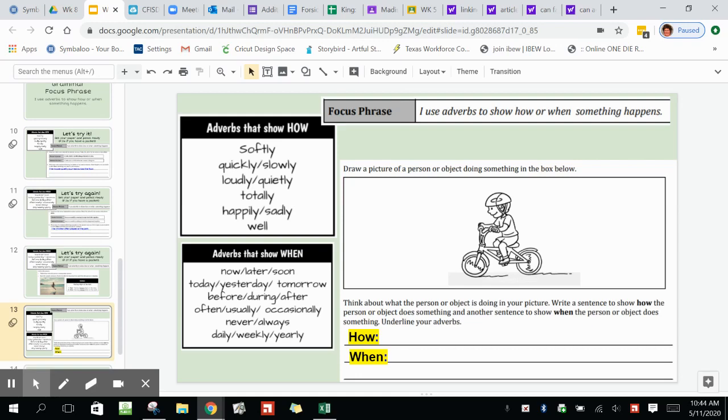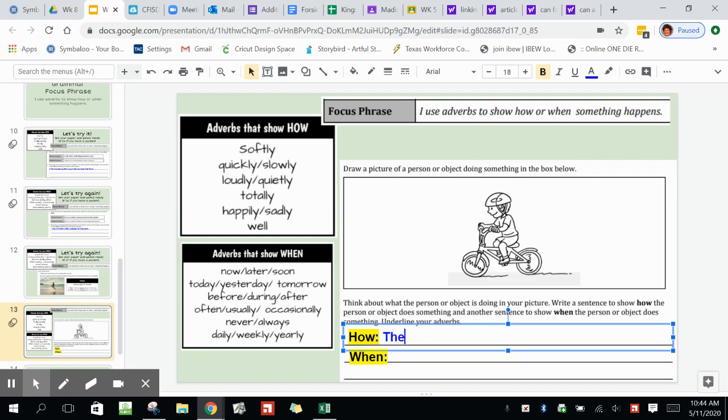So let's take a look over here. We're going to do the same thing now. There's a picture here. You can draw a picture of a person or an object doing something in the box below. I have a picture of a boy on a bicycle. I'm not sure if your packet has the same thing or not. But we're going to do the same thing here. We're going to type, how is the boy doing this? Okay, so I'm going to go in here and I'm going to type, the boy is riding his bicycle quickly.